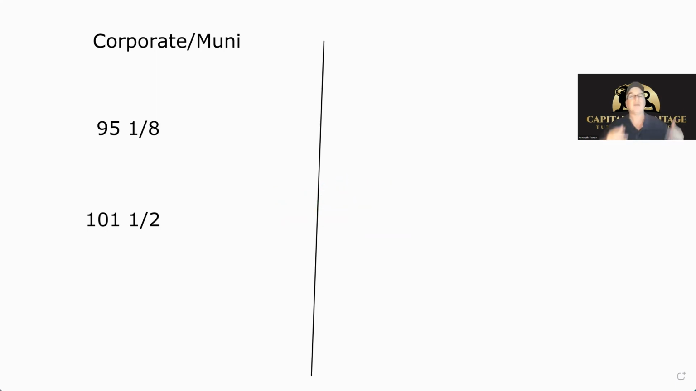If you see 105, it's 105% of par. But the easiest way to look at it is this: 90 is 900, 95 is 950, 101 is 1,010, 120 is 1,200. That's kind of the way I look at it always.